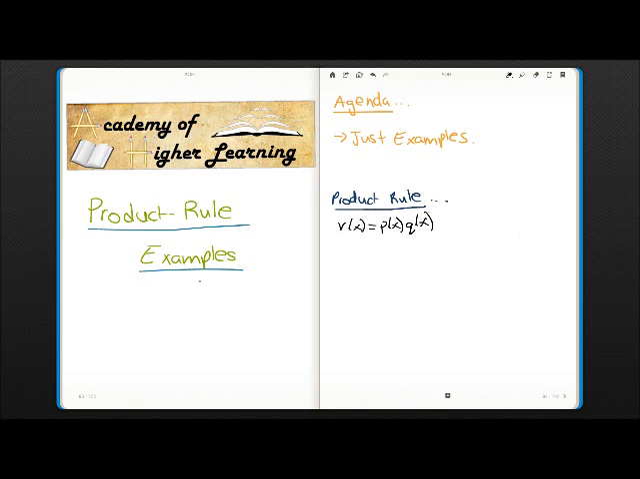In this video I'll be doing some examples and finding the derivative of functions using strictly product rule. So basically today's agenda is just examples. But before I start, here's a recap of the product rule.